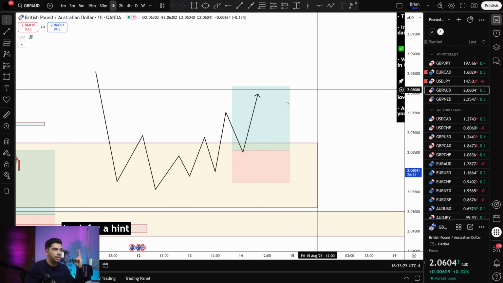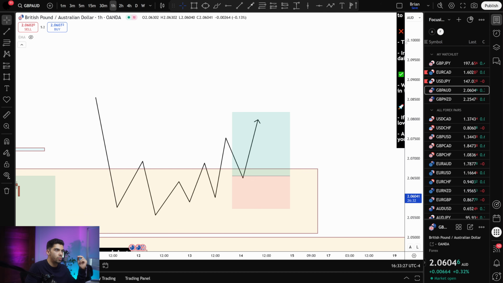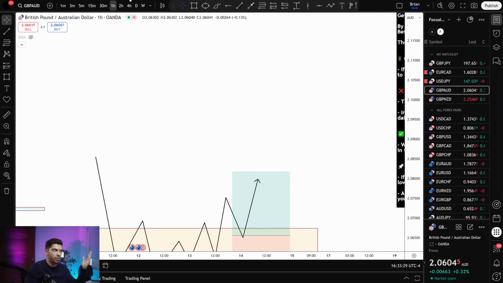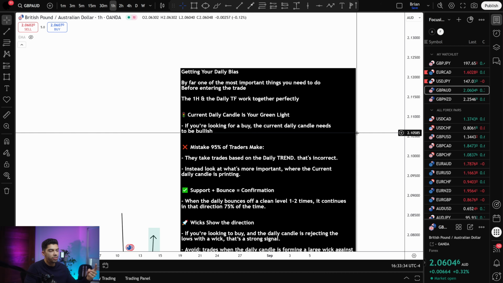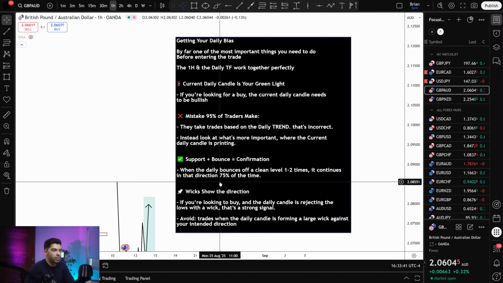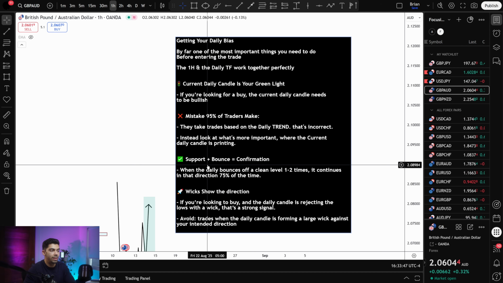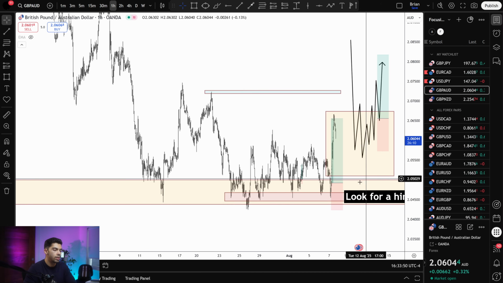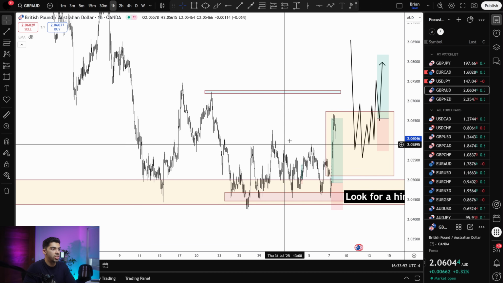but the daily bias. That's why it's so important to have a daily bias. So if you have your daily bias, you have your bounce, it's literally going to work most of the time. It's going to work 75% of the time if the market bounces off of a clean level. And what I mean by clean level is an important key level like 2.05 on GBP AUD.